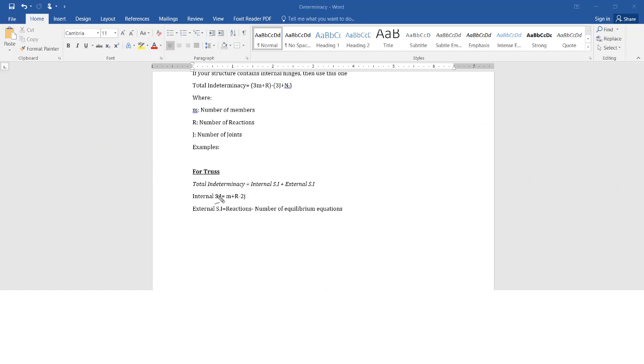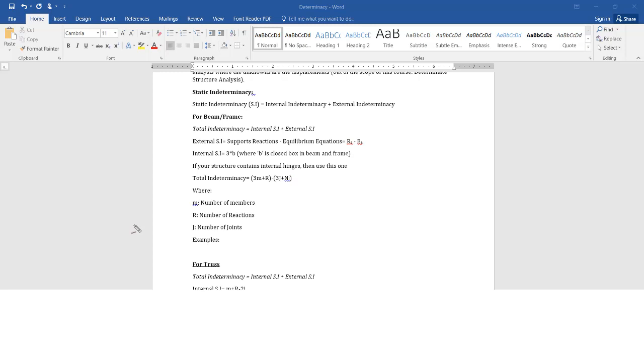Now, for the case of trusses, we have a simple formula for calculating static indeterminacy. There are both internal and external indeterminacies, and the summation of both will give the total indeterminacy. As we discussed earlier, the internal indeterminacy is referred to the alignment of different elements. So in case of a truss, if you have an extra number of elements adding redundancy to the truss structure, then internal static indeterminacy will be induced.